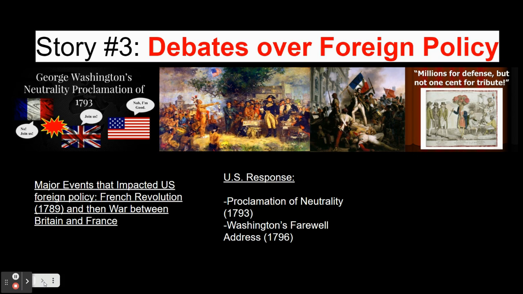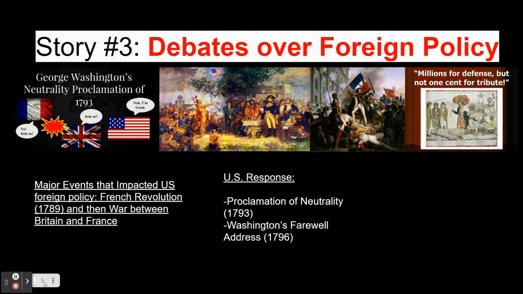Now, it's important to understand this is not isolationism. We are not trying to isolate ourselves from the world, but instead, George Washington sets America on a course of remaining neutral in world events and not getting involved in foreign alliances. We see this first with his proclamation of neutrality in 1793, and then his farewell address in 1796.